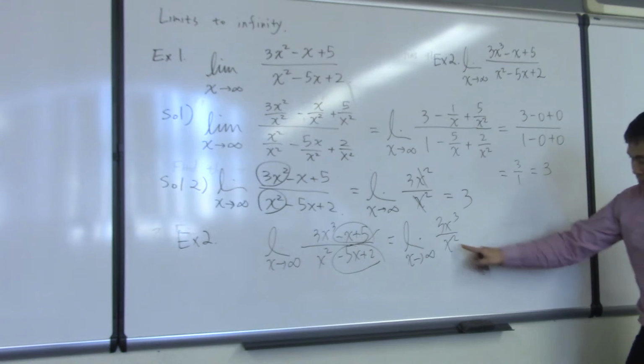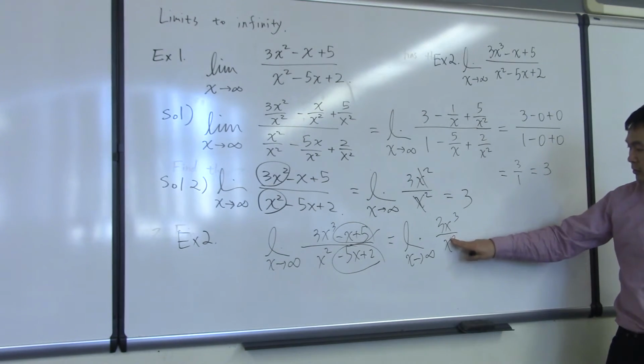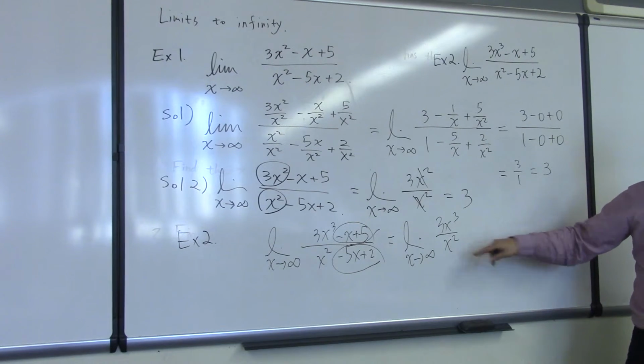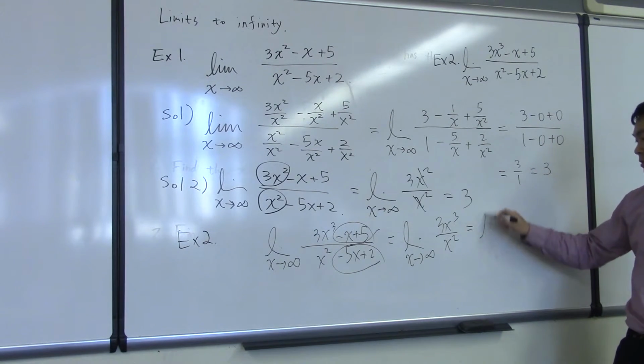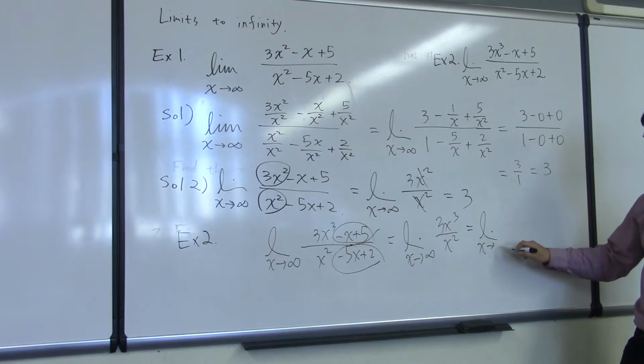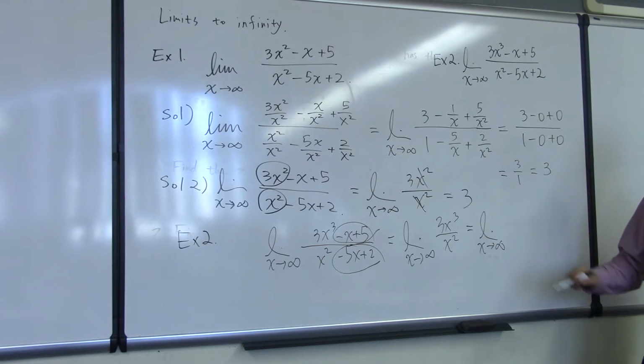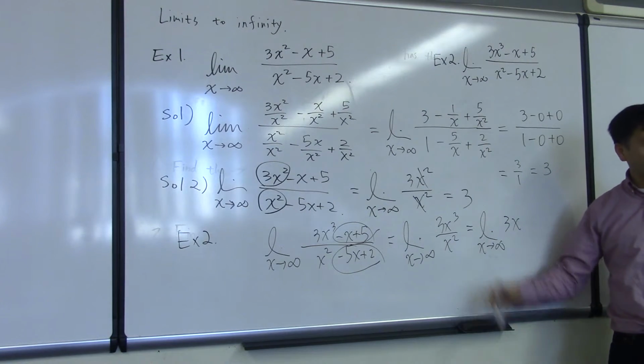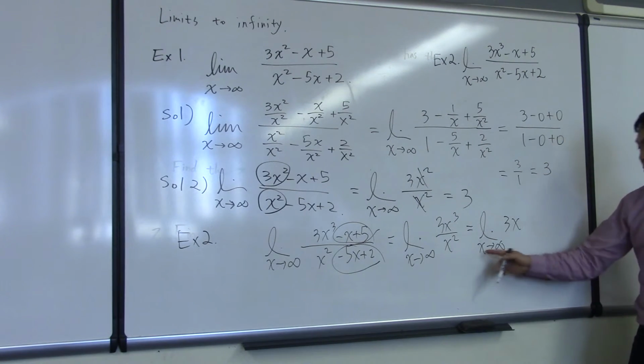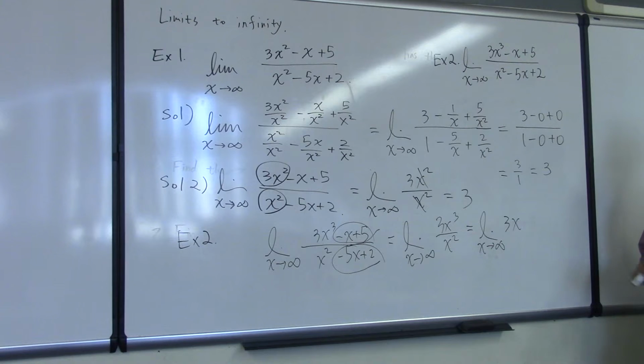Then we have 3x cubed divided by x squared, which simplifies into what? It's actually 3x, it's not 3, right? There's one more x on the top. So it's 3x, and you're sending x to infinity. What would this give you? It will be positive infinity, right?